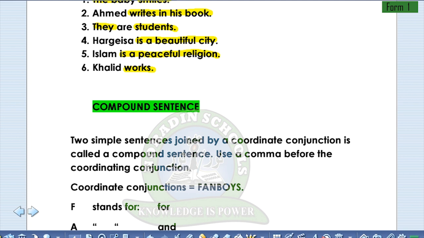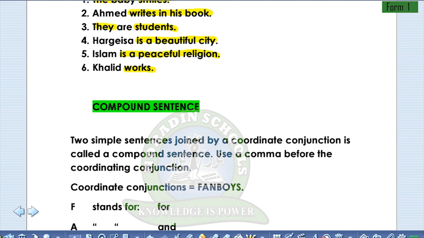Let us now start with the compound sentence. A compound sentence is usually composed of two or more simple sentences joined by a coordinating conjunction, such as for, and, nor, but, or, yet, and so. It has at least two predicates. Let us see how it works.